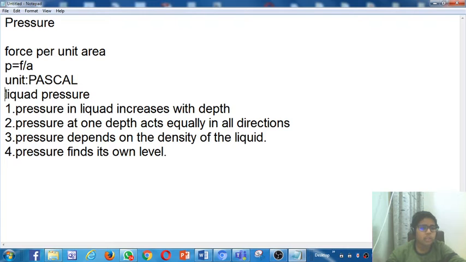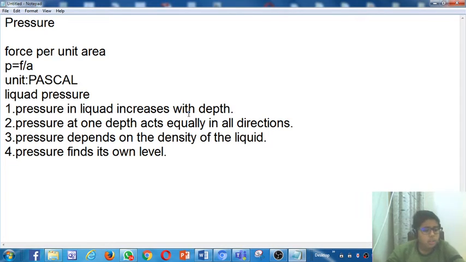Now, liquid pressure. There are four conditions on this. First, pressure in a liquid increases with depth. Second, pressure at one depth acts equally in all directions. Third, pressure depends on the density of the liquid. And fourth, a liquid finds its own level. I'll explain that. Pressure in a liquid increases with its depth.